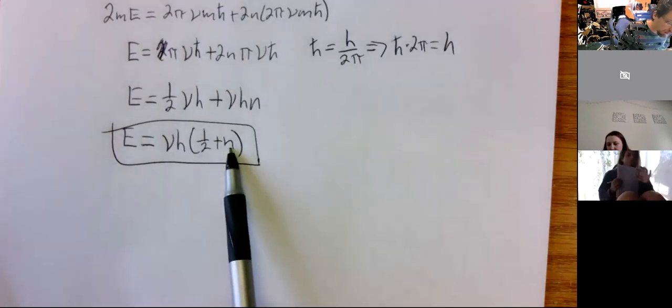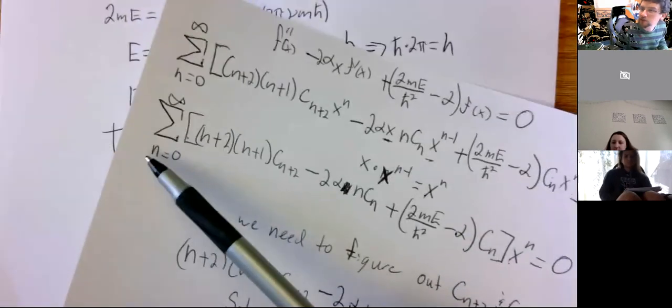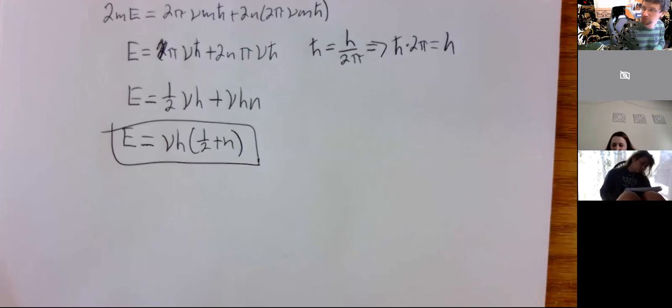And the reason we can have n equal to 0 is that if we look back at our series, we started with our index being 0. So that's why n can start at 0 in this case, compared to other quantum systems.